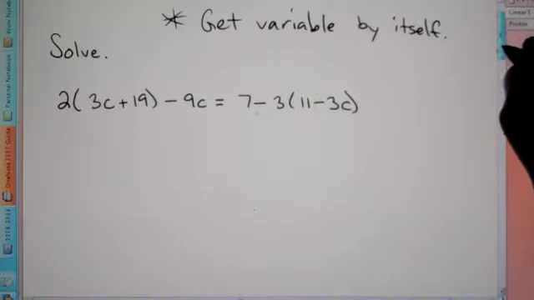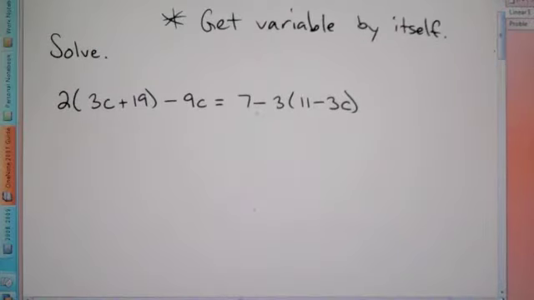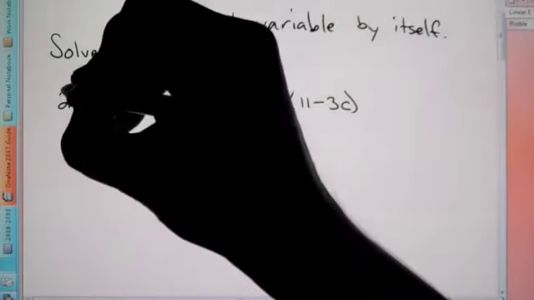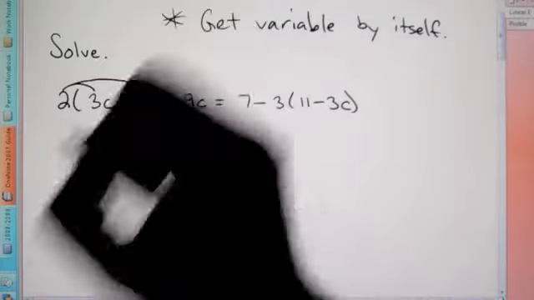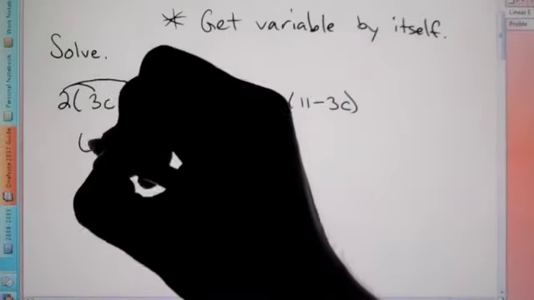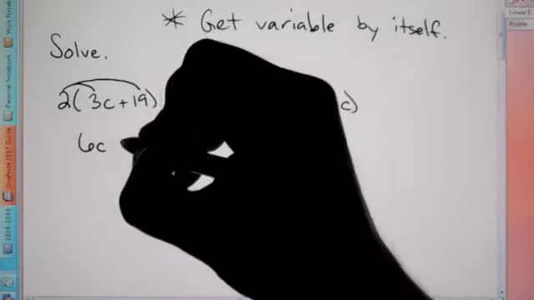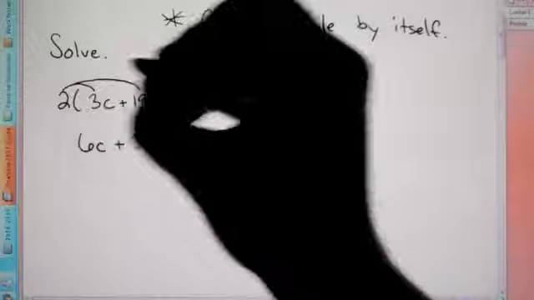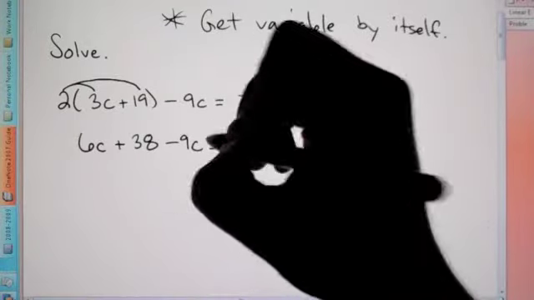Alright, so let's start with this first problem. This first problem says 2 times (3c plus 19) minus 9c is equal to 7 minus 3 times (11 minus 3c). So the first thing on all these problems is you want to get rid of the parentheses. Since there is a coefficient on the outside, we're going to distribute the number that's out front. So here we have 2 times 3c, which is 6c. 2 times 19, which is 38. Now this didn't get affected by the 2, so we bring it straight down.